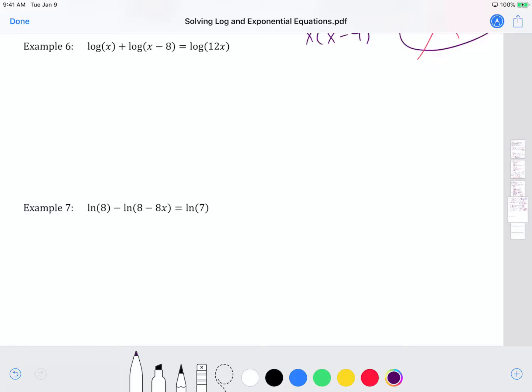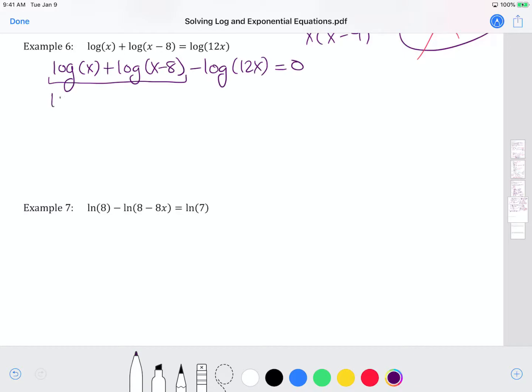Okay, in example 6, I have 3 logs, and I want to combine them all together on one side. So my first step is to subtract log 12x from both sides. So I have log of x plus log of x minus 8 minus log 12x is equal to 0. First, let's combine this. I can combine the addition using the product rule. So I would have that as log, and then I would multiply the x and the x minus 8 using the product rule. So that would be x squared minus 8x.